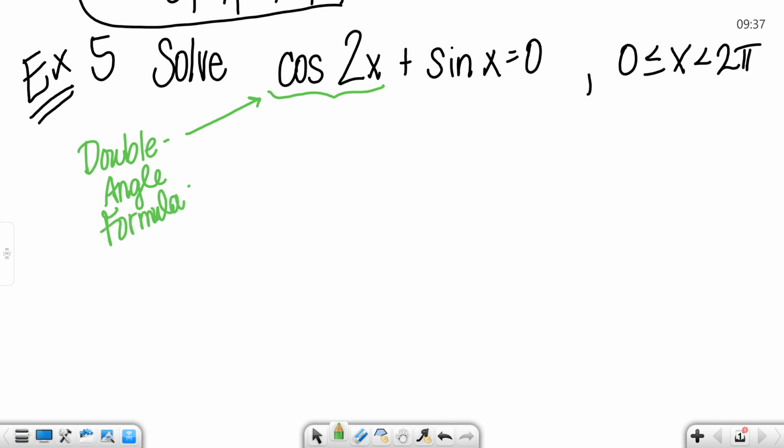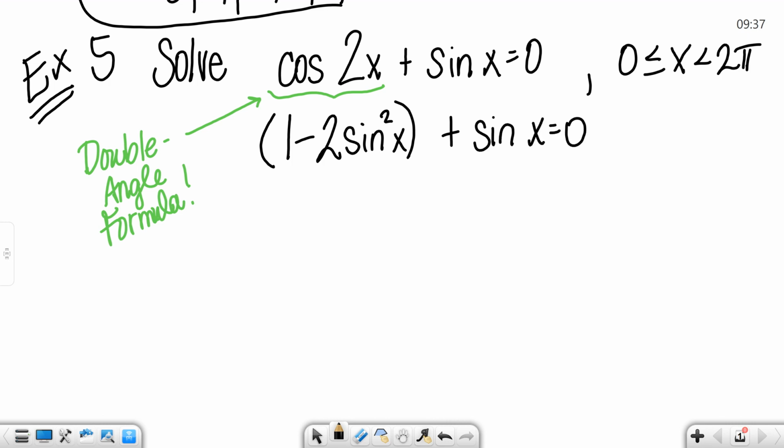And remember, for cosine, there were 3 different options for you to use for cosine of 2x. I'm going to use the one that involves sine because I have that little sine x right beside it, right here in my equation. All right, so that's why I'm choosing that one. So now my equation is completely in sine.